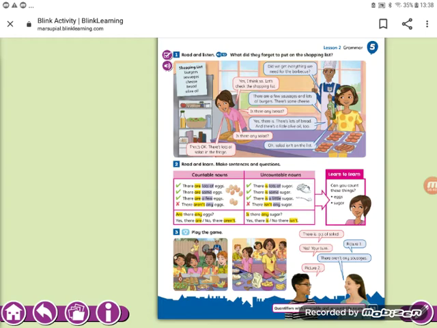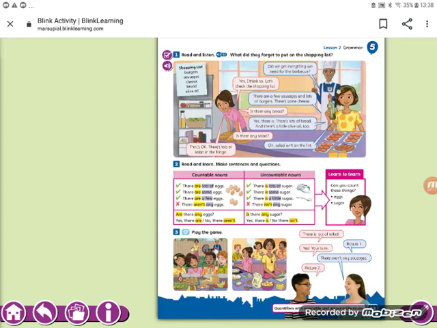So remember the difference between lots of. Yes, lot of is used for countable and uncountable. Some the same for countable and uncountable. A few only for countable and a little for uncountable. And then we have any for negative and interrogative questions.